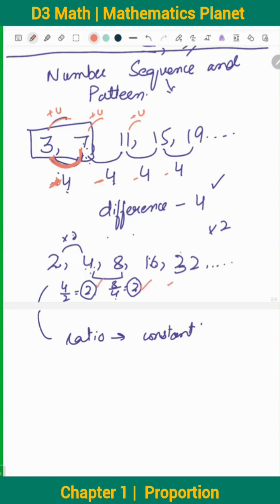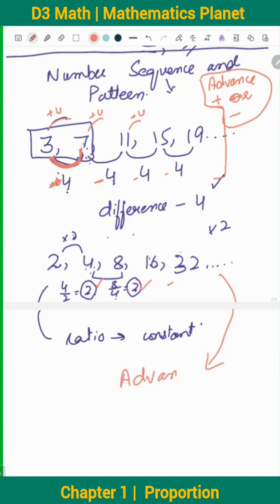So this is also called advanced addition or subtraction. You can see this is a number sequence, but this is an advanced addition or subtraction. And this one is also called advanced multiplication or division. This one is also called an arithmetic sequence.